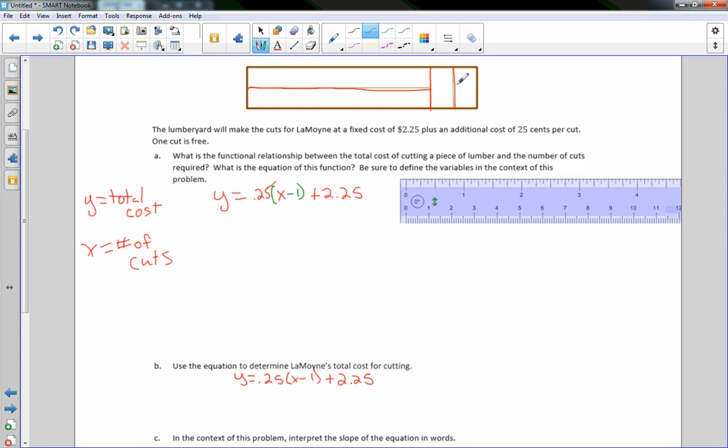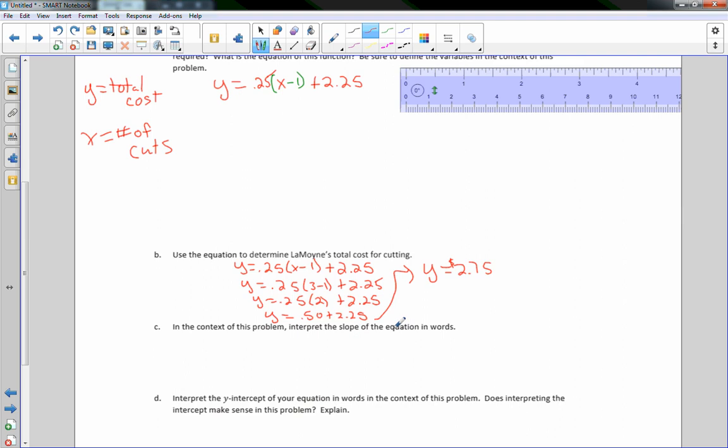And like I said, there are three cuts here, so we're going to write Y equals 0.25 times (3 minus 1) plus $2.25. Y equals 0.25 times 2, since 3 minus 1 is 2, plus 2.25. So y equals 0.50 plus 2.25. Okay, and that therefore is y equals $2.75.